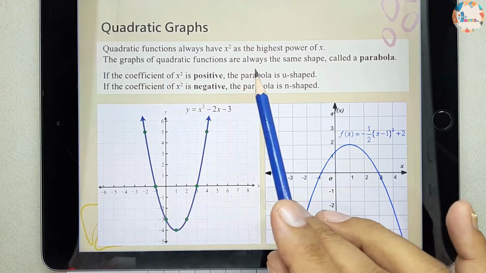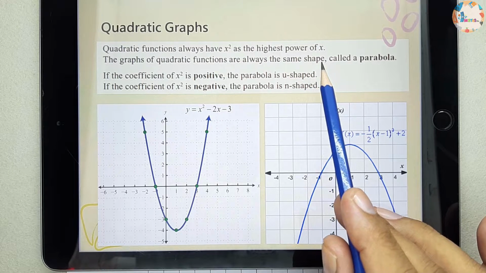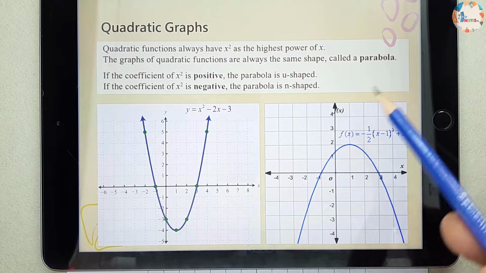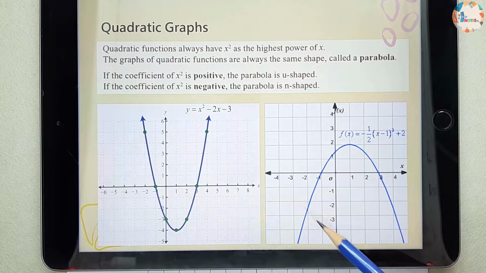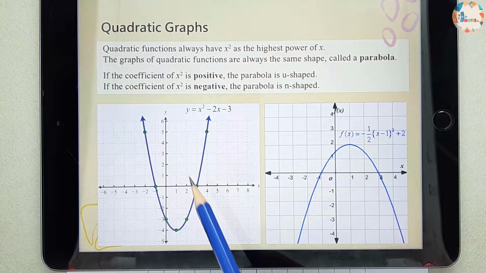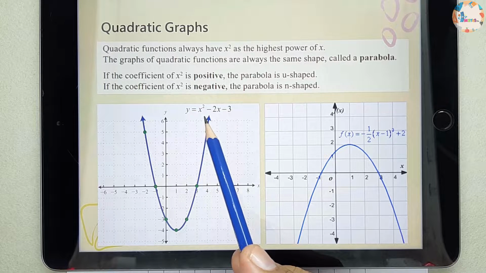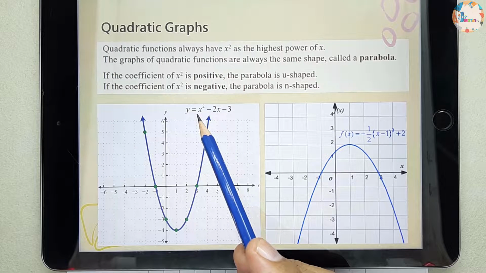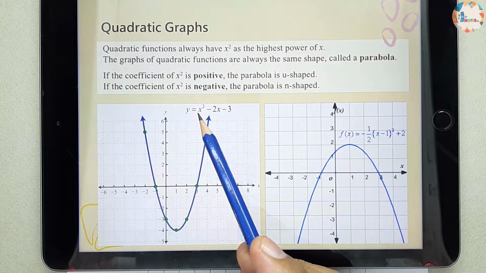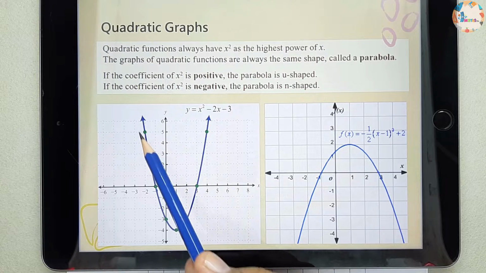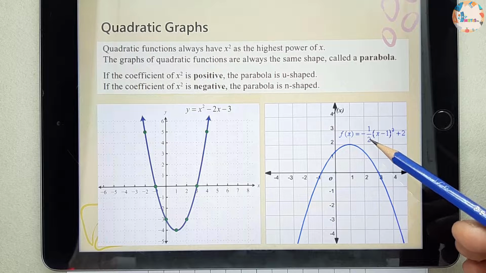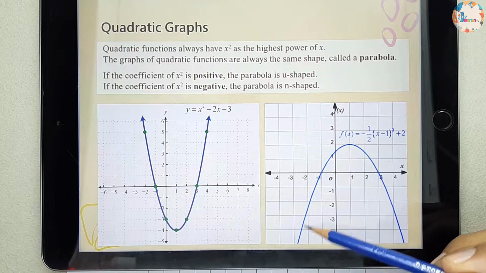The graphs of quadratic functions are always the same shape, and this shape is known as a parabola. A parabola can be opening upward or opening downward. For example, if the equation is y is equal to x square minus 2x minus 3, the coefficient of x square is positive, which in this case is plus 1. So it will be opening upward, and in the situation where x square has a negative coefficient, it will be opening downward.